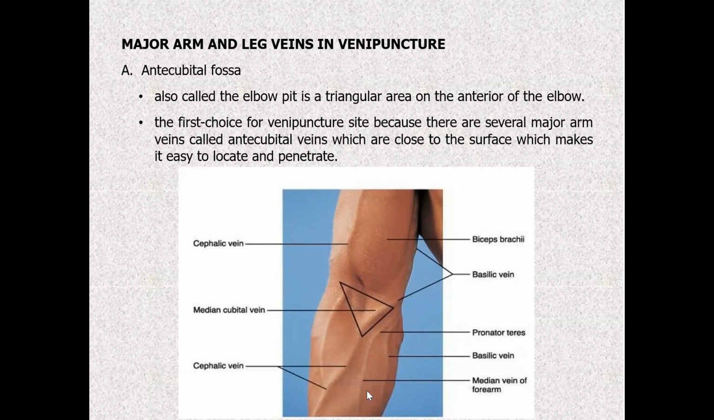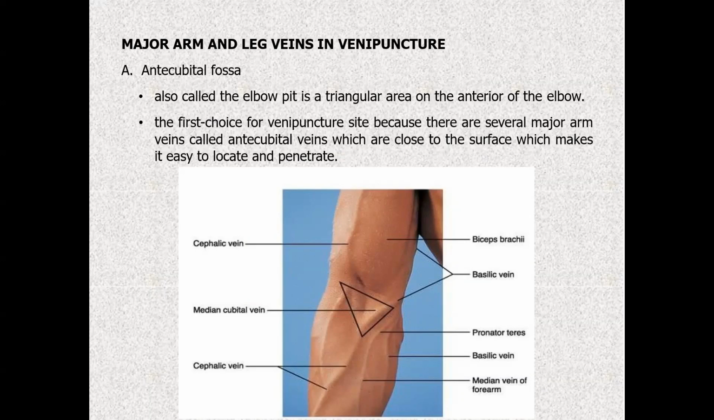Okay, so kailan ba natin hindi pwede gamitin yung antecubital fossa? For example, amputated yung both arms ni patient. Okay, both arms of the patient is may IV, naka-IV yung both arms niya. So ayun class, yun yung mga instances na hindi natin pwedeng gamitin yung arms or yung antecubital fossa ng ating pasyente.